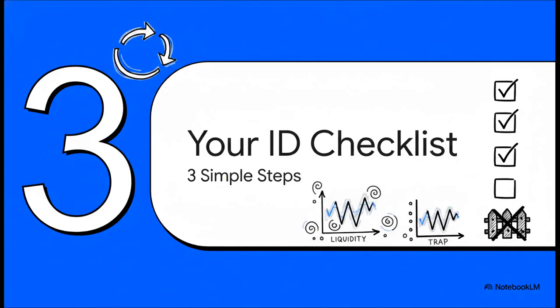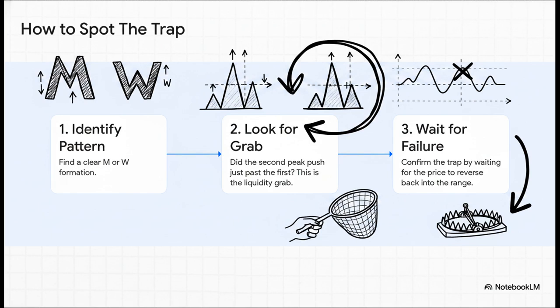So this is all great, but how do you actually use this in your trading, like right now? Well, you need a simple, repeatable checklist. So let's build one. A quick 3-step process you can use every single time to spot these high probability setups. Okay, here it is. Step 1. Just find a clear M or W pattern that's forming. Simple enough. Step 2, and this is the most important part, look for that liquidity grab.